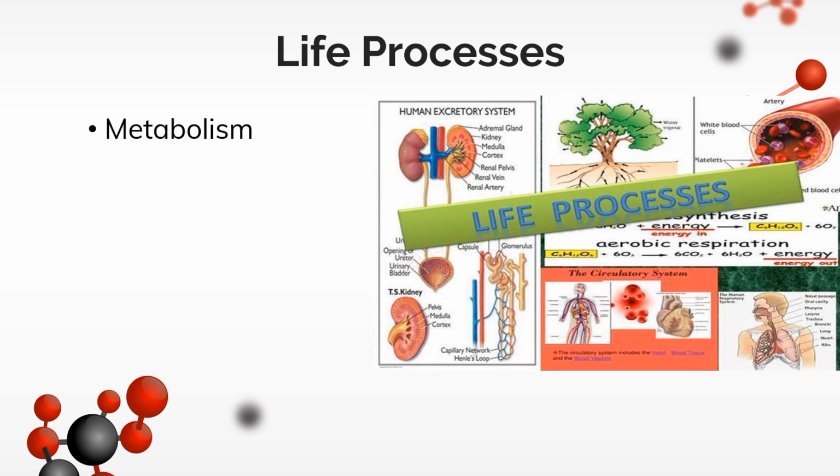First one is metabolism. Metabolism is the sum of all the chemical processes that occur in the body. One phase of metabolism is called catabolism, and the other phase of metabolism is known as anabolism. Catabolism is the breakdown of complex chemical substances into smaller and simpler components, whereas anabolism is the building up of complex chemical substances from smaller and simpler components.